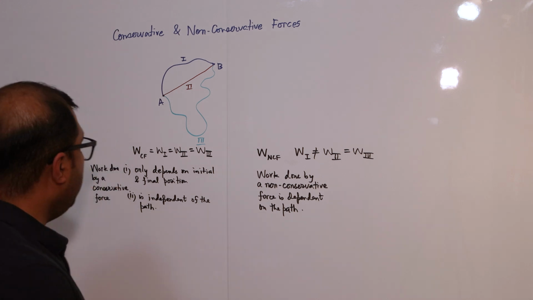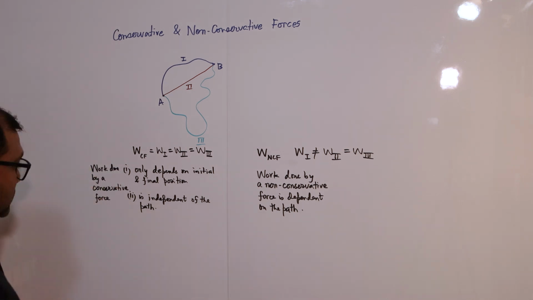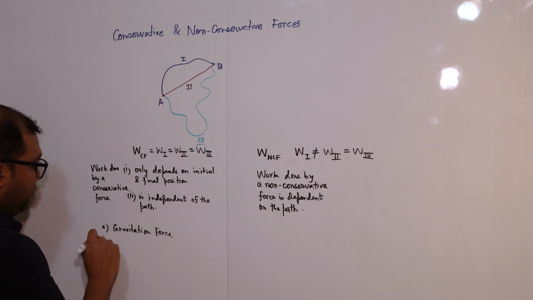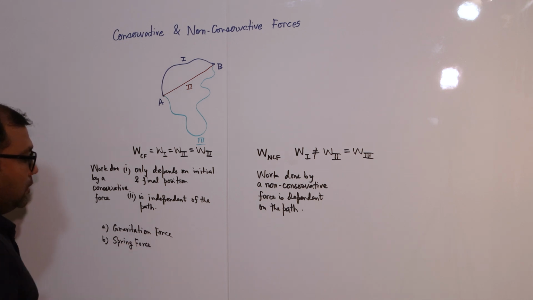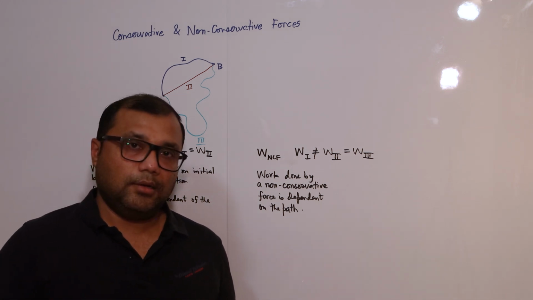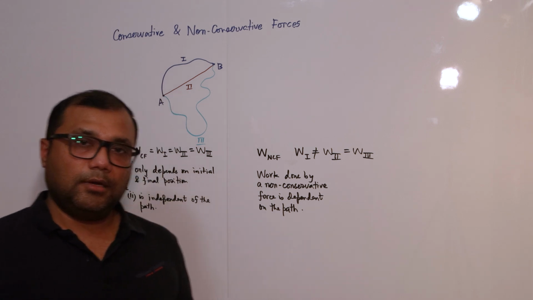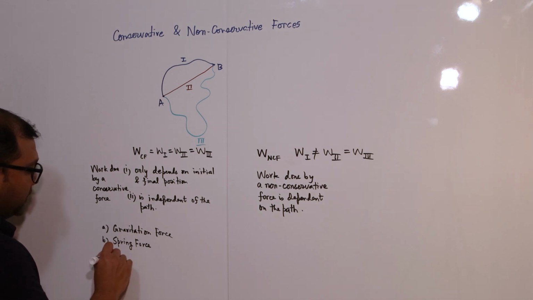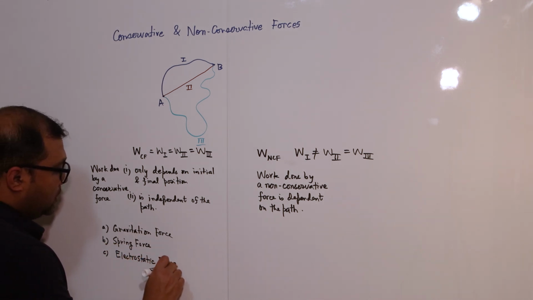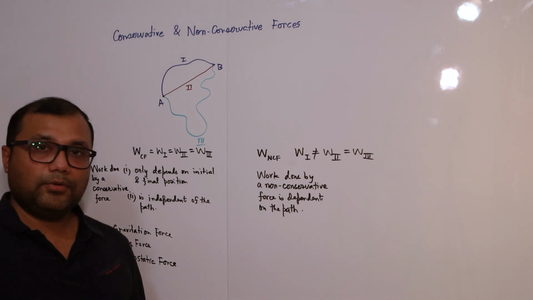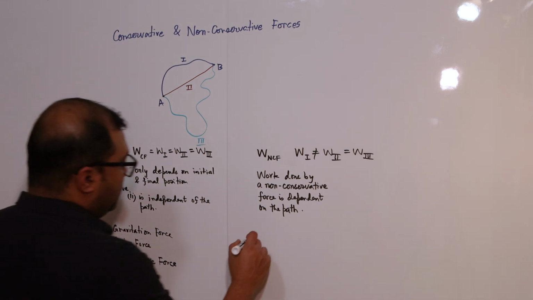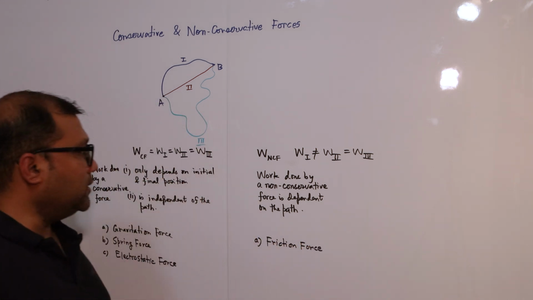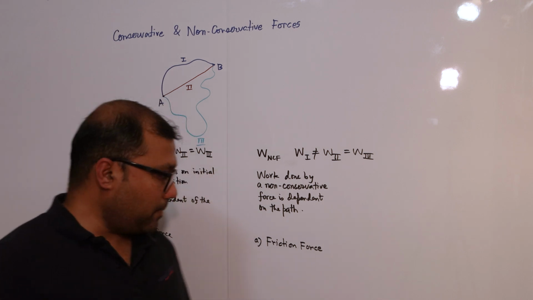So what could be examples of conservative force? Examples of conservative force would be gravitational force, spring force, like when a spring is elongated or compressed, then the spring exerts a force, that's called spring force. We'll talk more about that. And electrostatic force. So these are examples of conservative forces. Examples of non-conservative force would be friction force. There are many more non-conservative forces, but we'll discuss those as we go along.